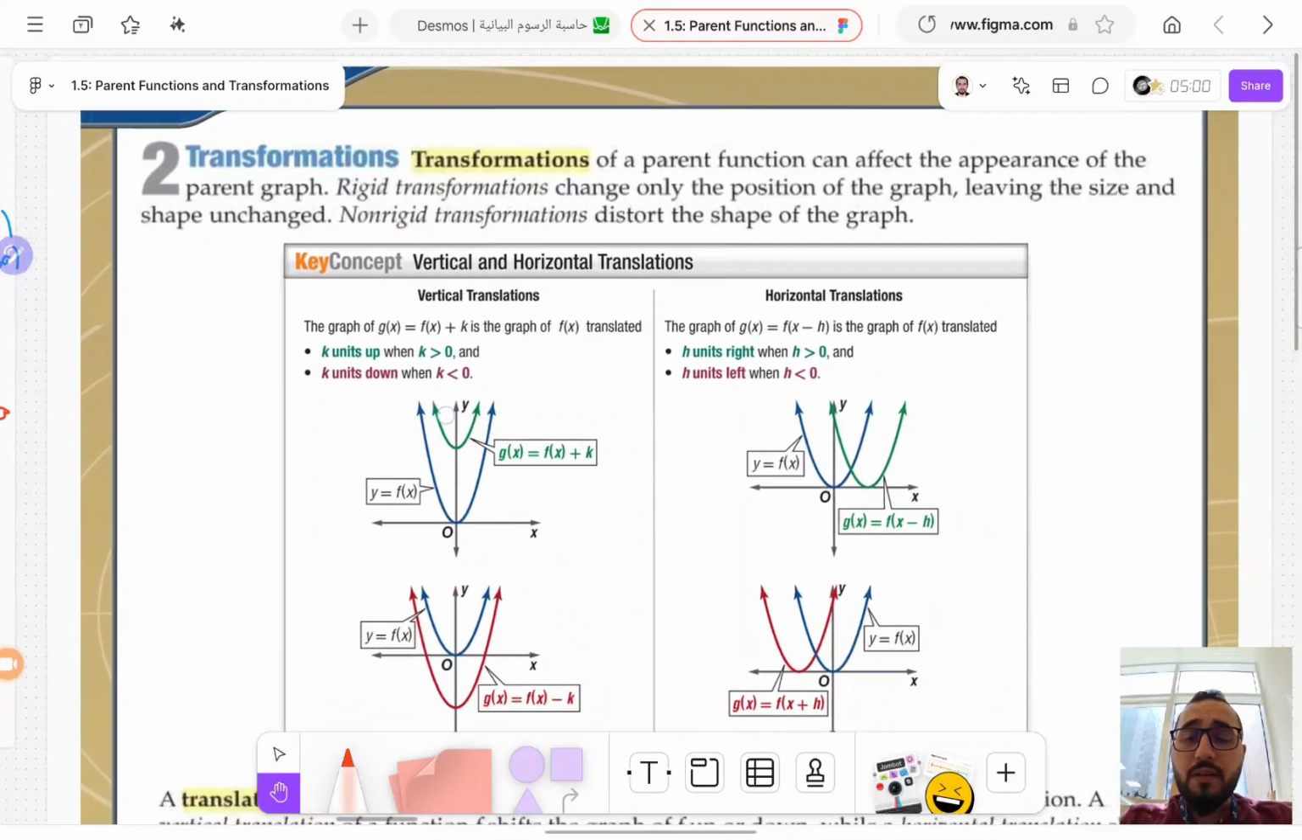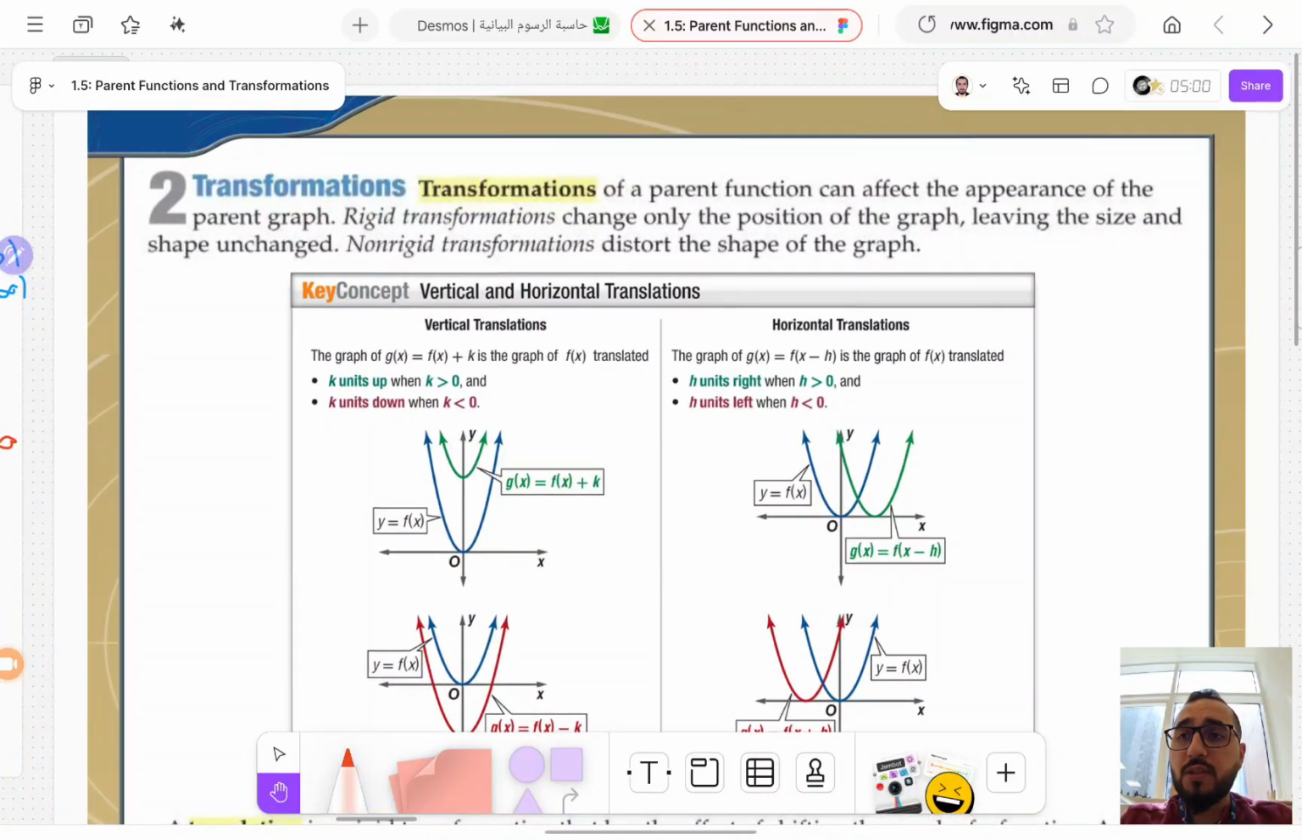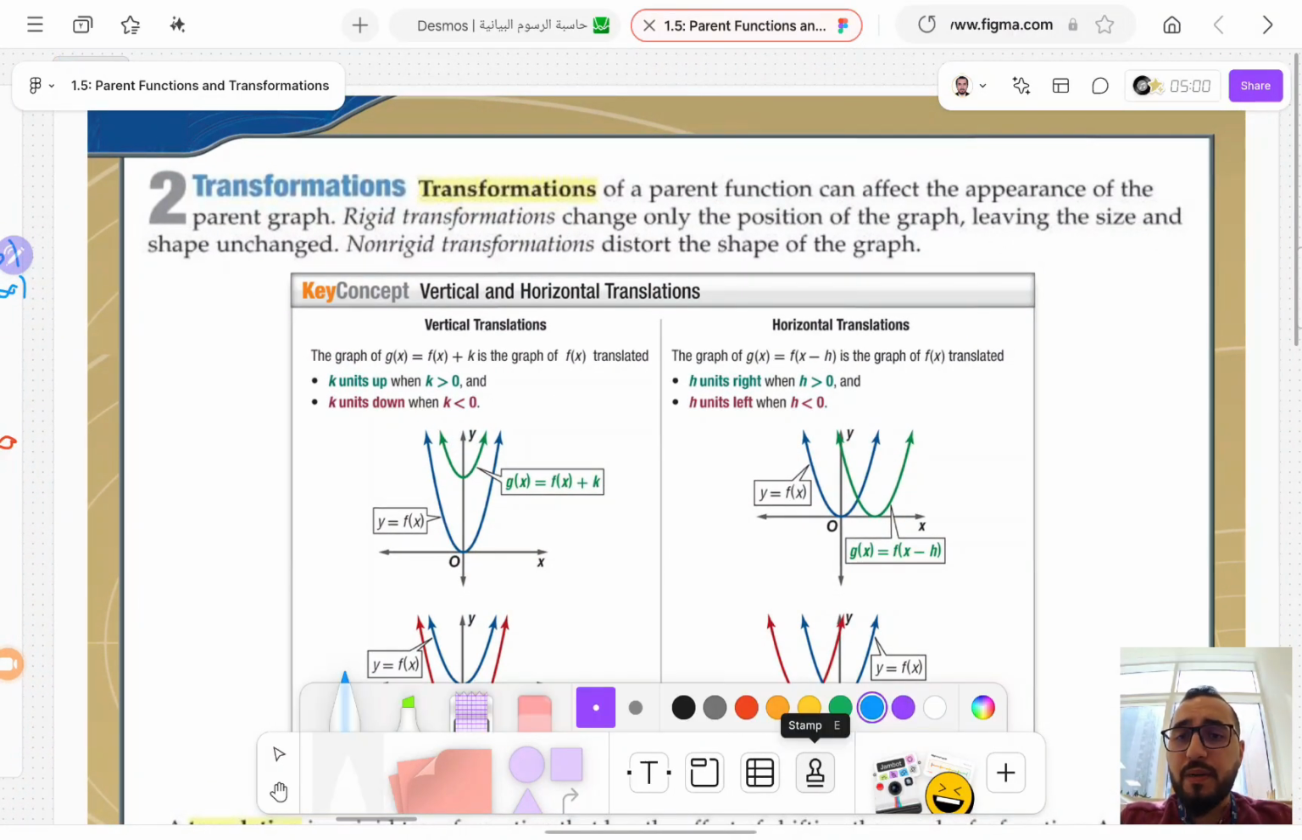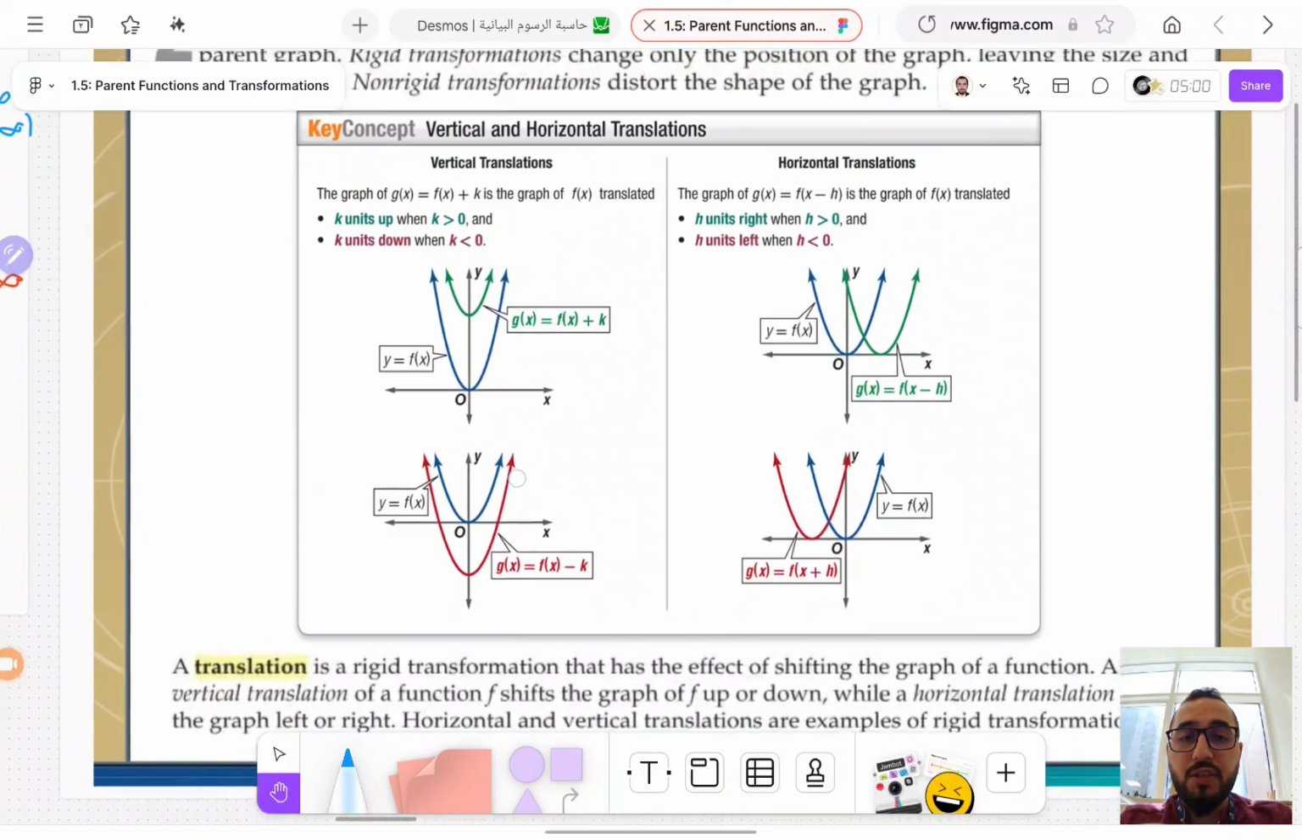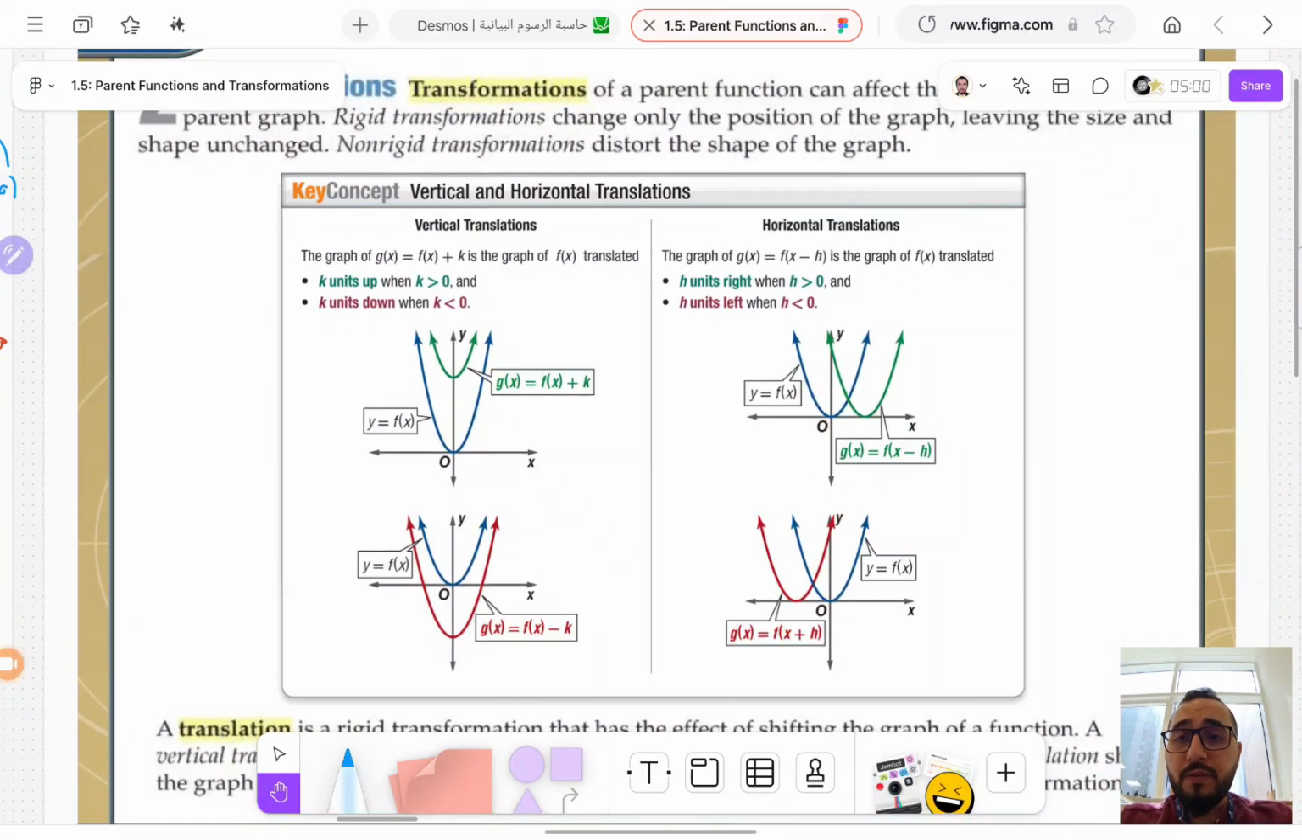Okay, now let's go here to the transformation. The transformation part contains 2 things. The first thing is the translation. The second thing is stretching or compression. So first we are going to talk about the translation, which is moving up, down, right, and left.